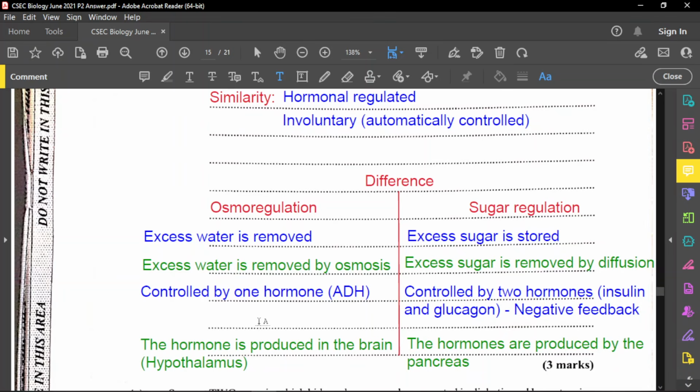All right, and so osmoregulation is controlled by one hormone, which is called ADH, which is antidiuretic hormone. And sugar regulation is controlled by two hormones, which are insulin and glucagon. As a matter of fact, both processes are negative feedback. So that could also be a similarity right here, that they are controlled by negative feedback. I could just add that in because both are negative feedback processes.